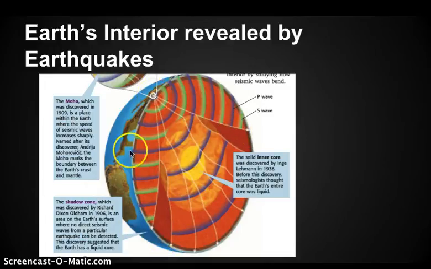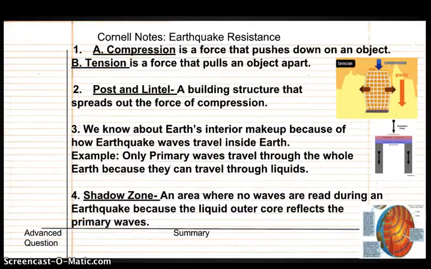If the earthquake happens over here, let's say in Brazil, here's Brazil, then the shadow zone would be somewhere around here and somewhere around here. It's just an area where the earthquake does not register, depending on where it started. Okay, go ahead and finish up all the notes. Make sure you have a question for four, and then move on to a summary and advanced question, and then have a good day.